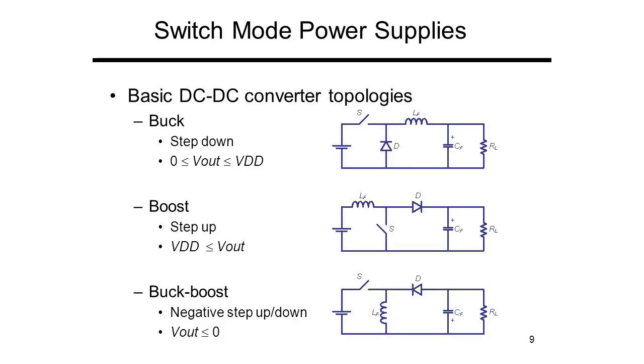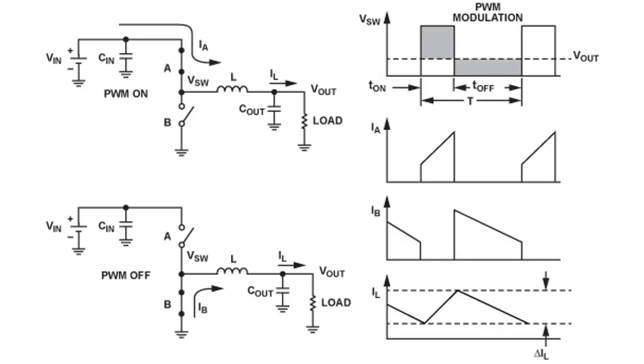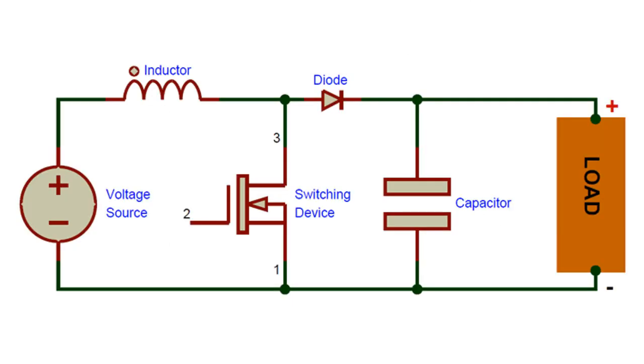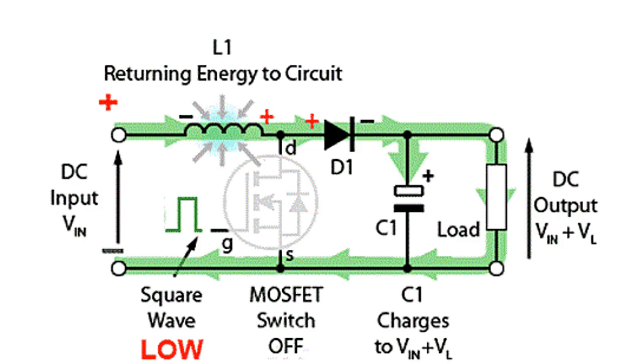The following are the different types of converters in this group: buck converter, boost converter, buck-boost converter. Step down, buck converter. A step down circuit is used to generate a lower voltage than the input. It is also called a buck. The polarities are the same as in the input. Step up, boost converter. A step up circuit is used to generate a higher voltage than the input voltage. It is called a boost. The polarities are the same as in the input.